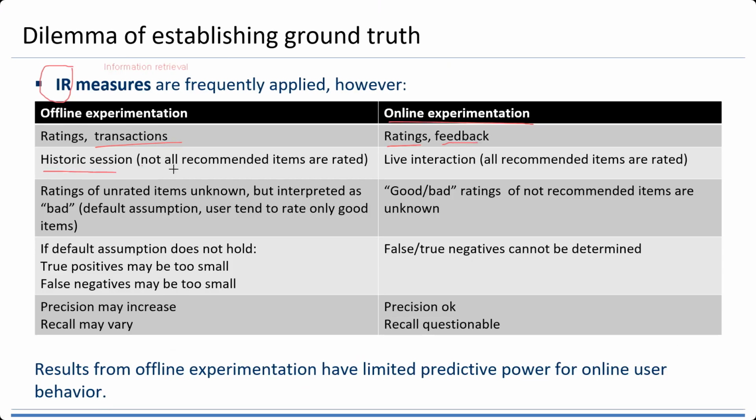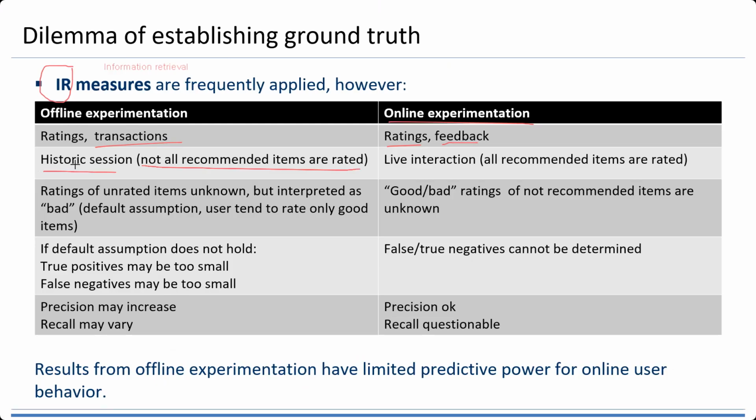Historic session means not all recommended items are rated. So we recommend items, but no rating. That's all. Your question, people: how can we know the rank? If we have 20 items, the rank, this is from which file? So this dilemma.